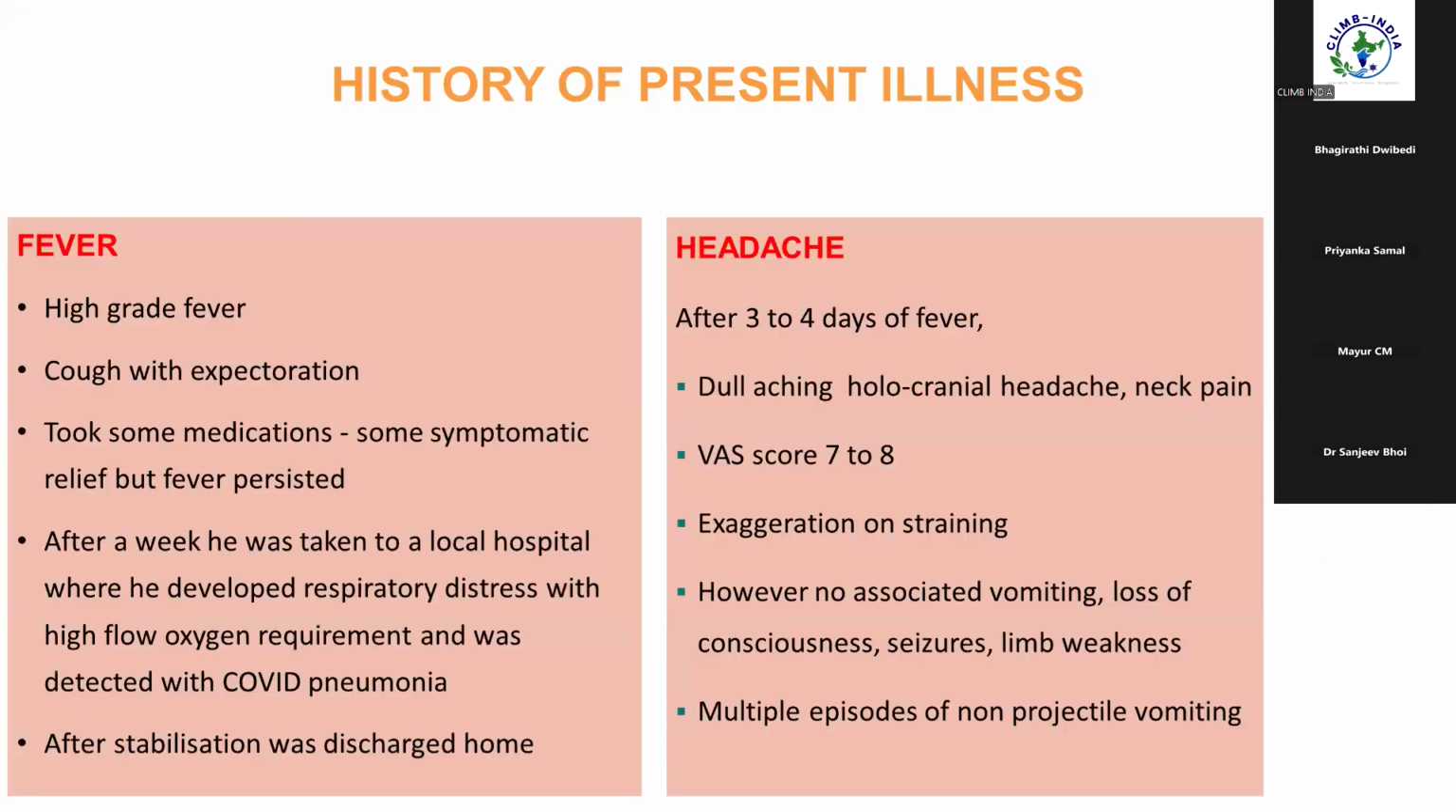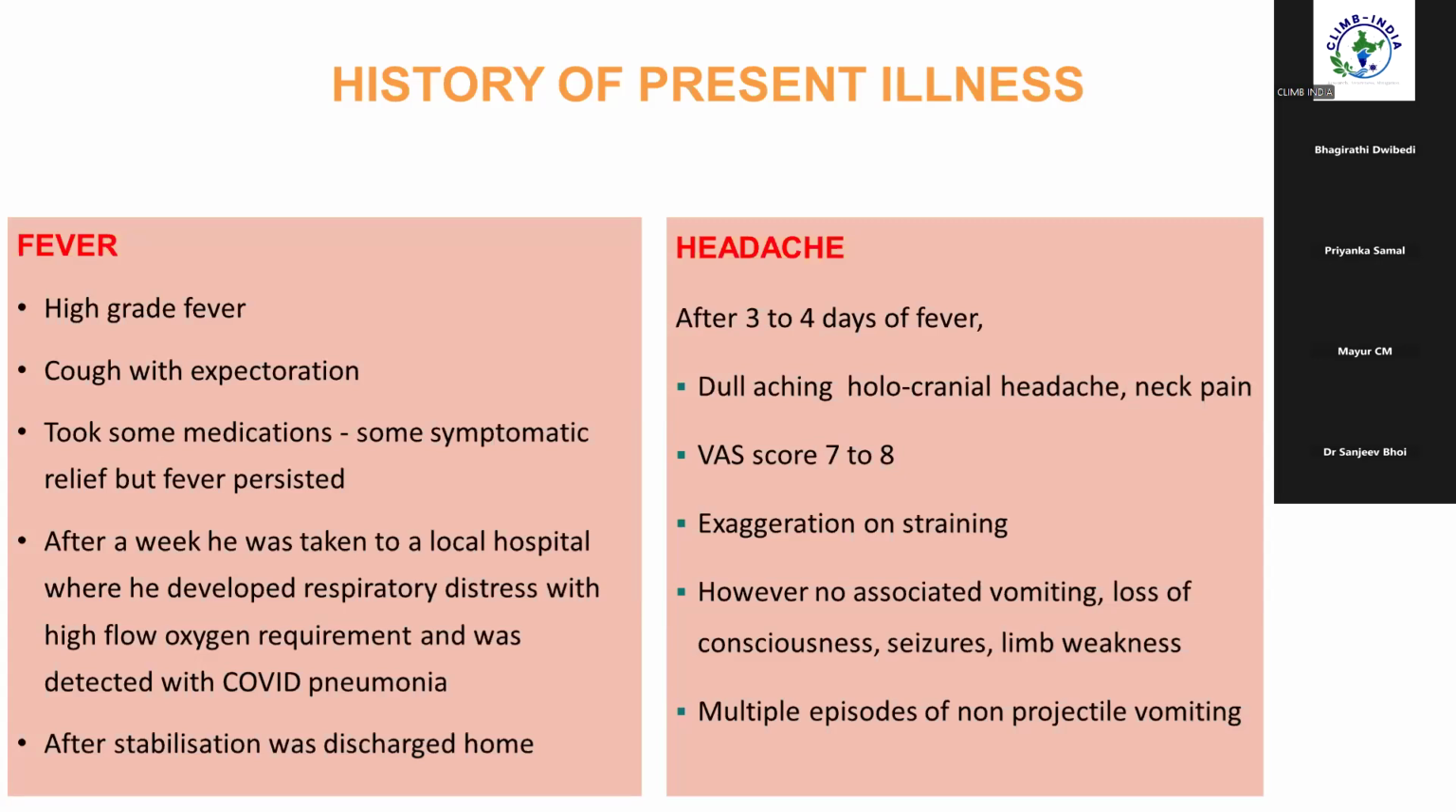The fever was high grade, associated with some cough with expectoration, and he had taken some local medications for that, which improved. But once the fever persisted, he visited the local hospital, following which he developed respiratory distress, and he was diagnosed to have COVID pneumonia and was treated for the same. Once he was stabilized, the patient was discharged home.